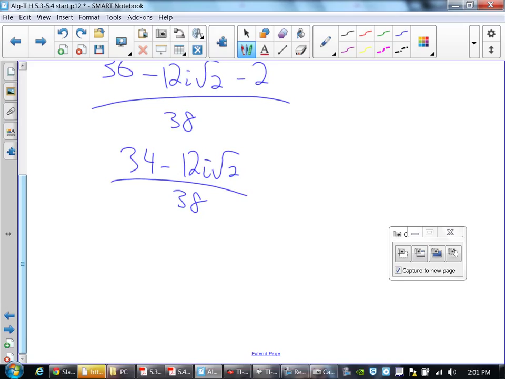we okay on that? This is an example of one thing that you can simplify. Because what are all of these divisible by? 2. You can take out a 2. You should recognize 2s or 3s. So you get 17 minus 6i root 2 over.